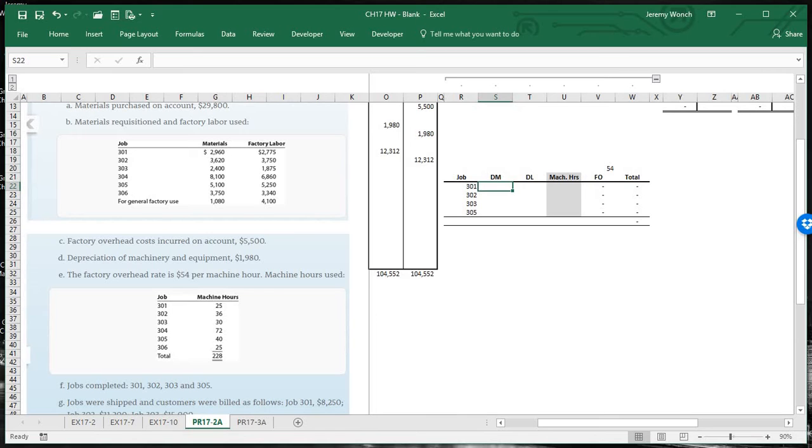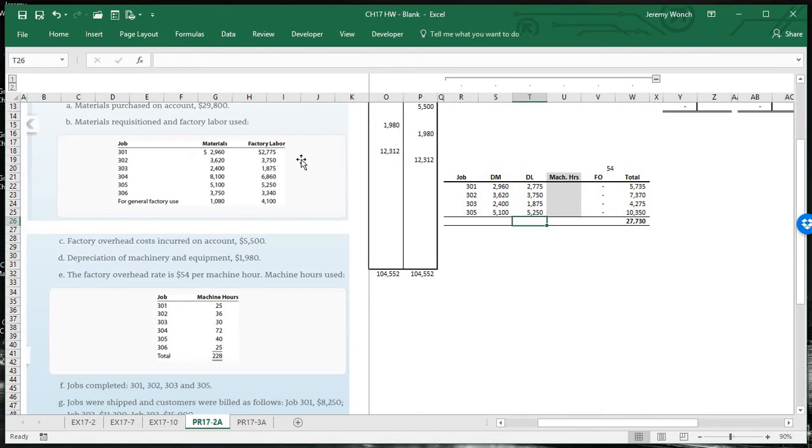And so we will just enter, let's see here, the direct material costs, which we're getting from over here. So we have $29.60, $36.20, $2,451. Same for the direct labor hours. We're getting that from right here. 2,775, 3,750, and 1,875. And then job 305 is, let's see, 52.50.